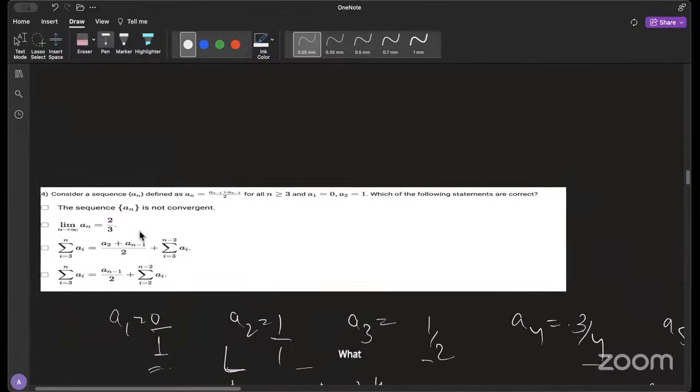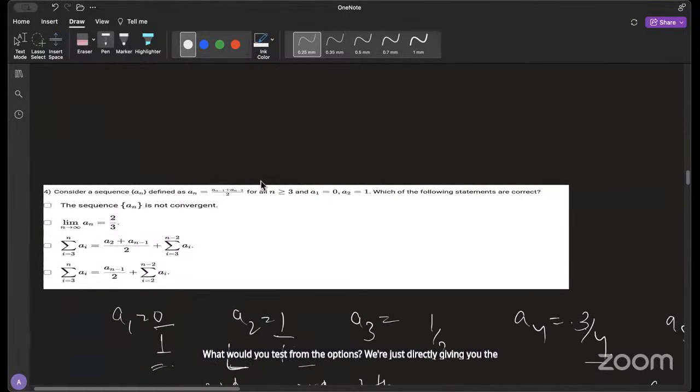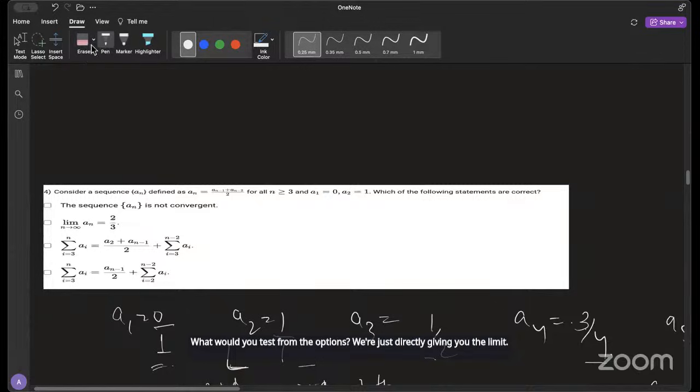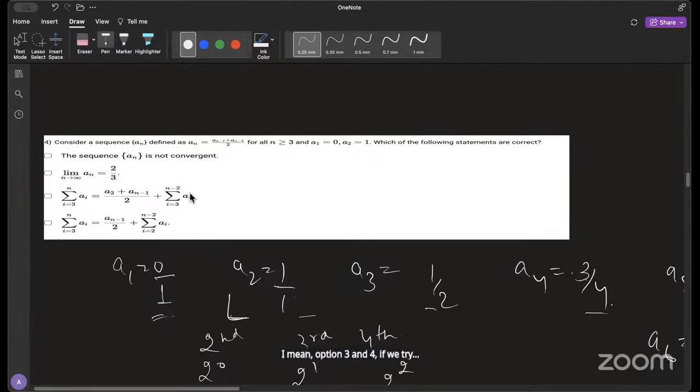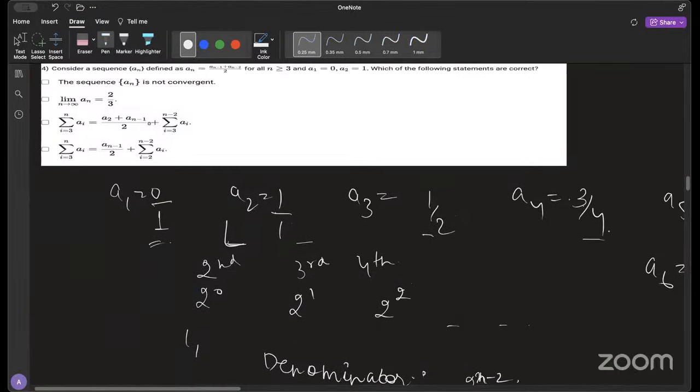What would you test from the options? They're just directly giving you the limit. They've not given you the sequence. I mean, option 3 and 4, if we try. You have to check, they might not be correct. These two options can be incorrect, right? You can't use these two options to find the sequence.